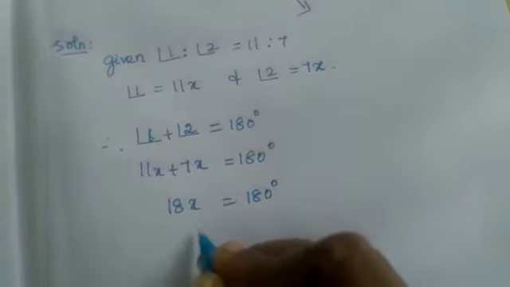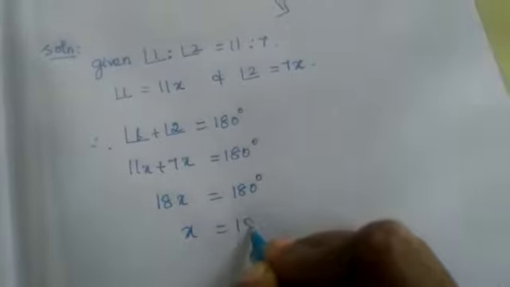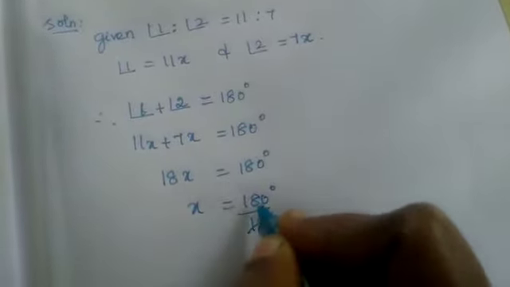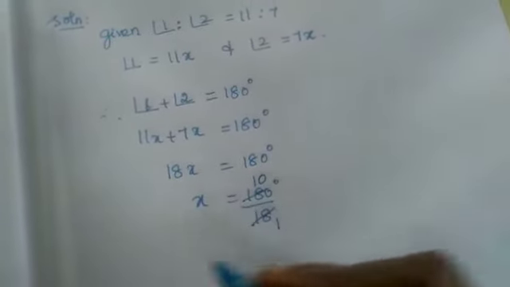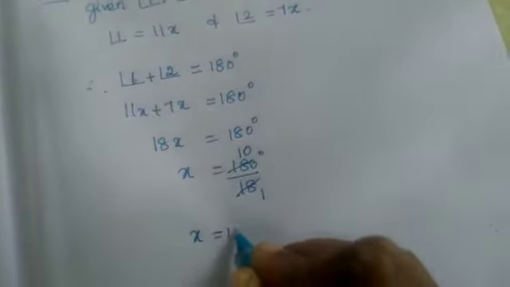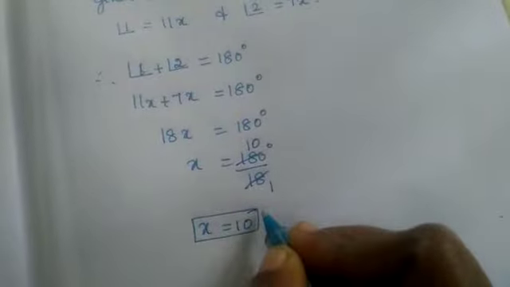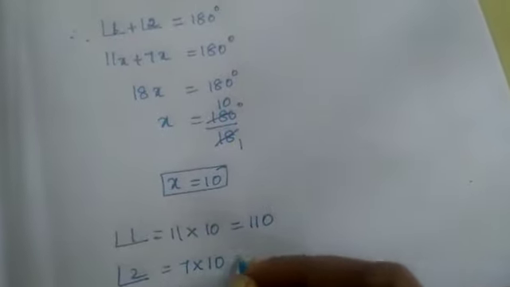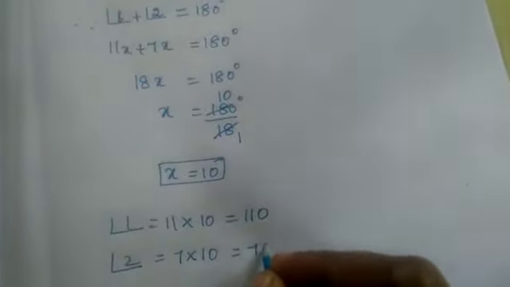From this we can find out the value of x. x equal to 180 degree divided by 18. Now 18 into 1 is 18, and here 0. So x value is 10. From this we can find out the value of angle 1 and angle 2. Now angle 1 equal to 11 into 10 equal to 110. Now angle 2 equal to 7 into 10 equal to 70.